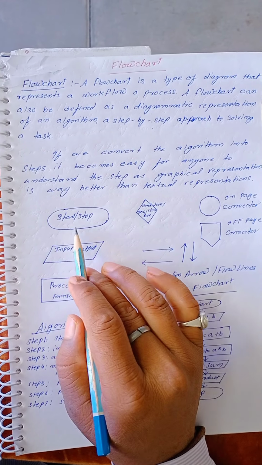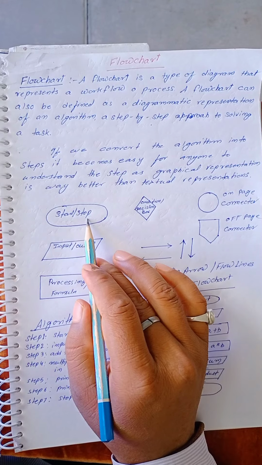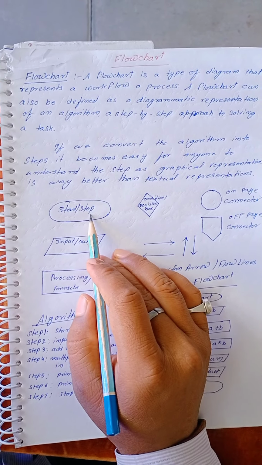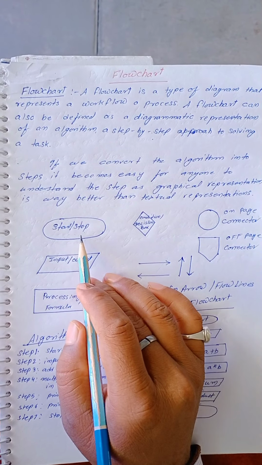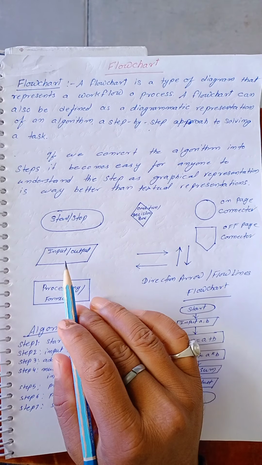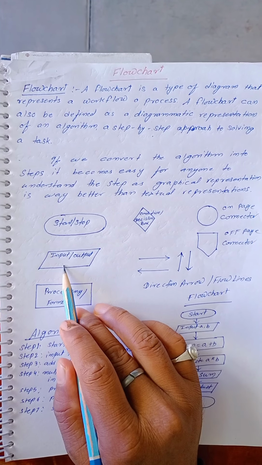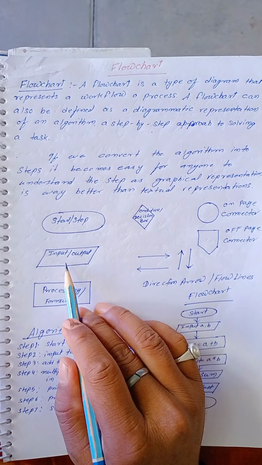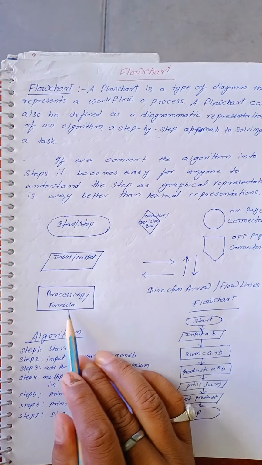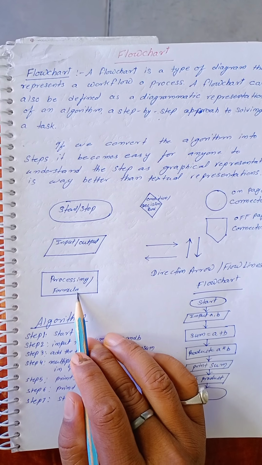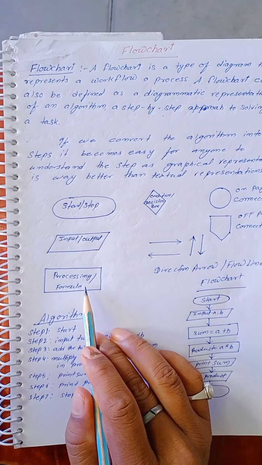The oval figure is used for start and stop. If you want to start any flowchart, then we use this figure. After start, we put input or output. The parallelogram figure is used for input and output, and this is the rectangular figure. Why do we use it? It is used for processing or formula.